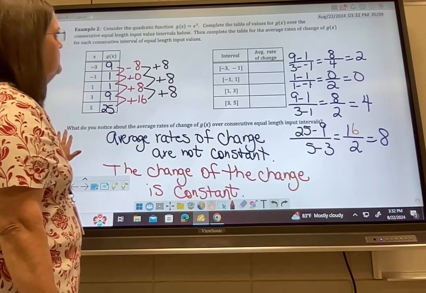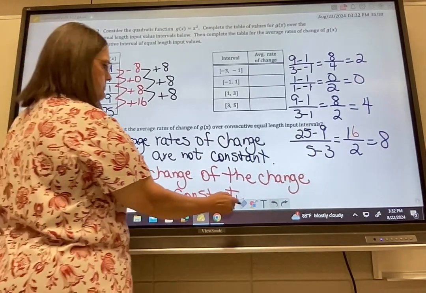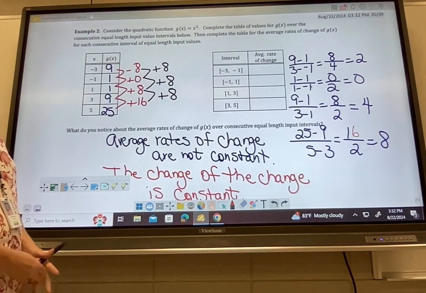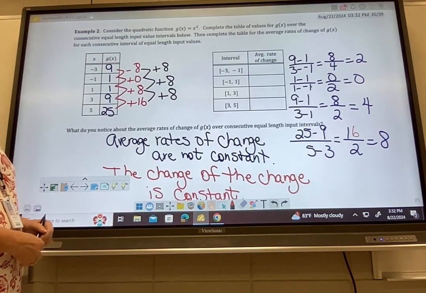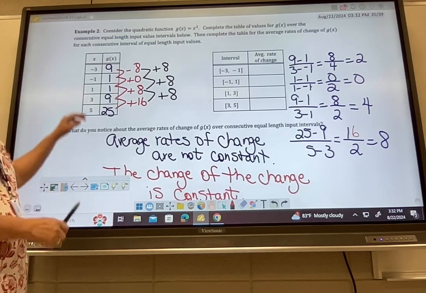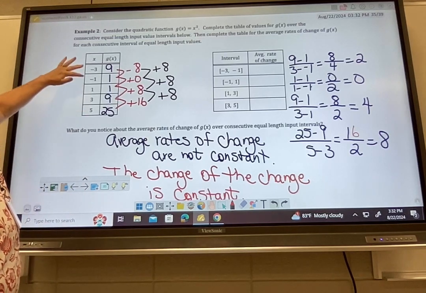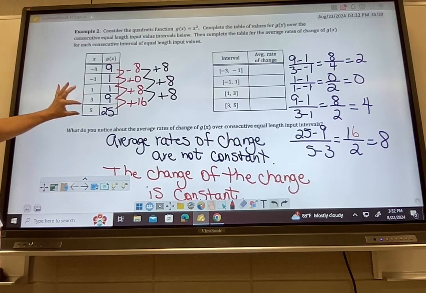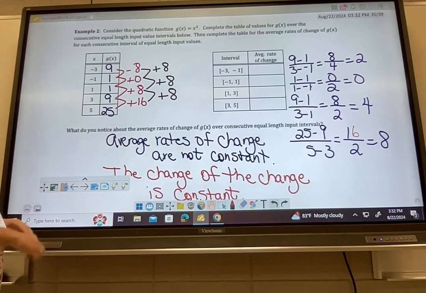This says consider the quadratic function. And that's what this is, a quadratic function, g of x equals x squared. Complete the table of values for g of x over the consecutive equal lengths. Now this is consecutive equal lengths. In other words, I'm adding 2, adding 2, adding 2, adding 2. So these are consecutive. Then complete the table for the average rate of change.